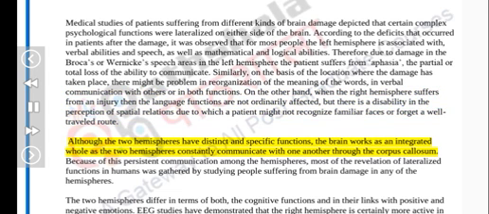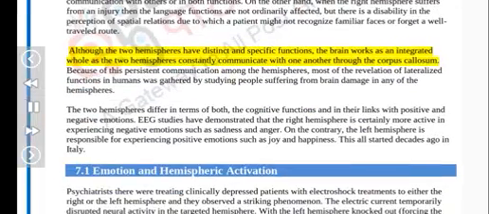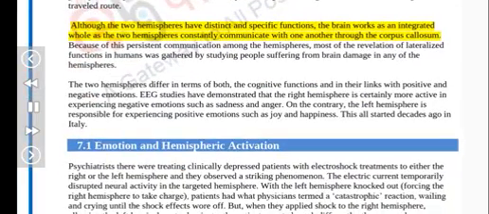Although the two hemispheres have distinct and specific functions, the brain works as an integrated whole, as the two hemispheres constantly communicate with one another through the corpus callosum. Because of this persistent communication among the hemispheres, most of the revelation of lateralized functions in humans was gathered by studying people suffering from brain damage in any of the hemispheres.